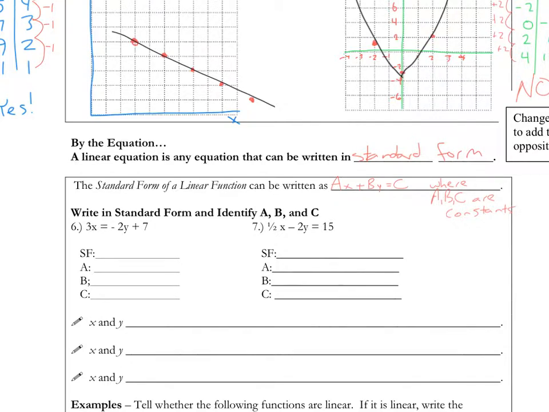Okay, so that's what I kind of told you was what goes down here. So let's go ahead and fill that in. I kind of jumped the gun a little bit here. So x and y both have exponents of 1. Next rule. X and y are not multiplied together.